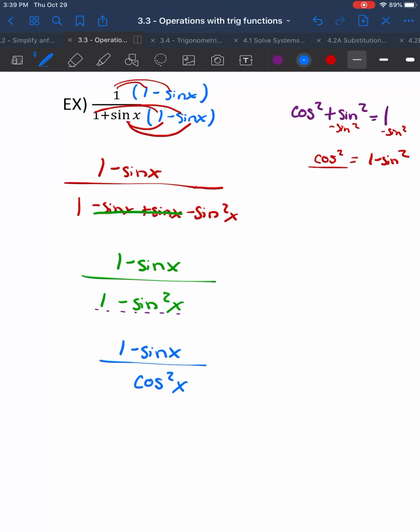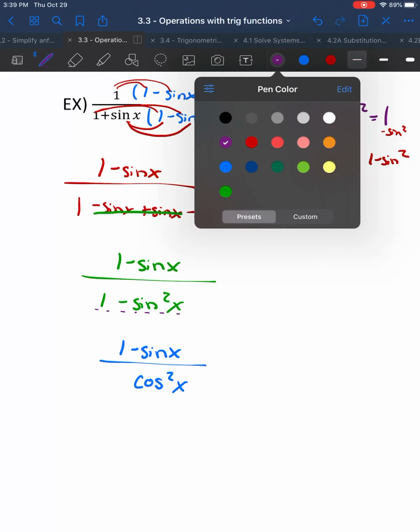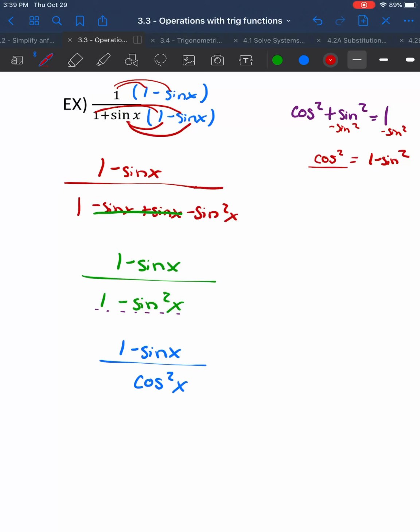So now, this is not a lot of identity work. This is just algebra manipulation. I can separate a fraction by taking 1 minus cosine squared x, minus sine over cosine squared x. Okay, that's a legal move to do.